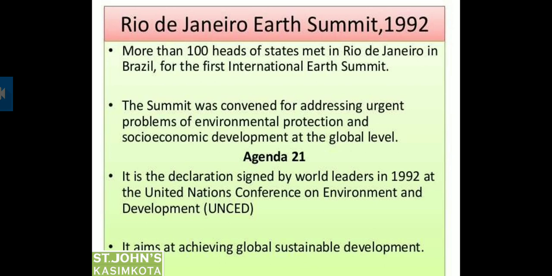So what was Agenda 21? We are going to see now. It is a declaration signed by world leaders in 1992 at the United Nations Conference on Environment and Development, which took place at Rio de Janeiro, Brazil. It aims at achieving global sustainable development. It is an agenda to combat environmental damage, poverty, disease through global cooperation on common interests, mutual needs and shared responsibilities. One major objective of the Agenda 21 is that every local government should draw its own local Agenda 21.